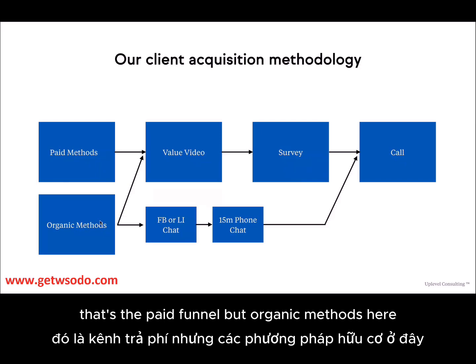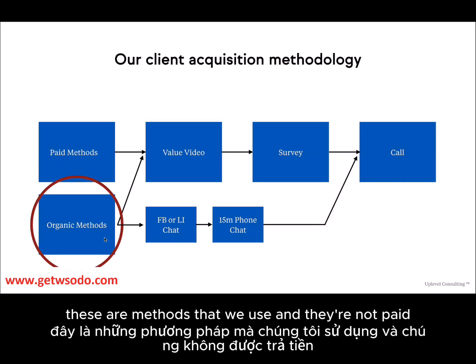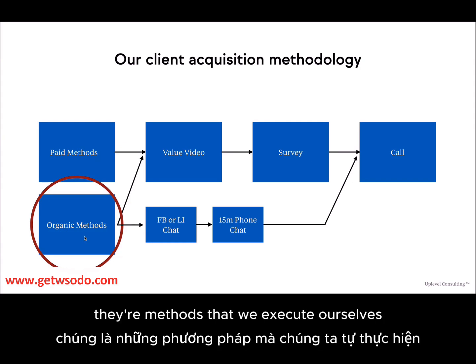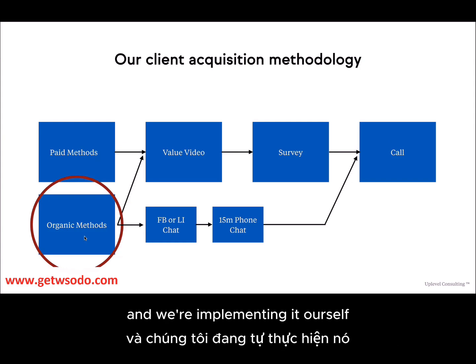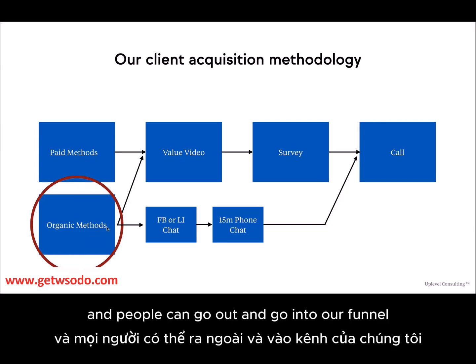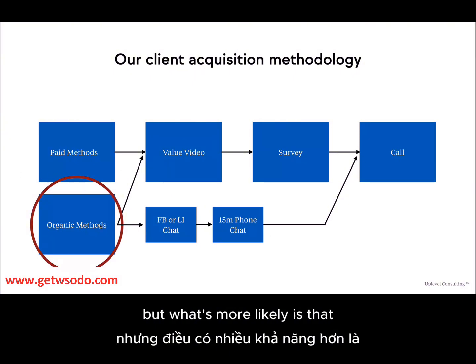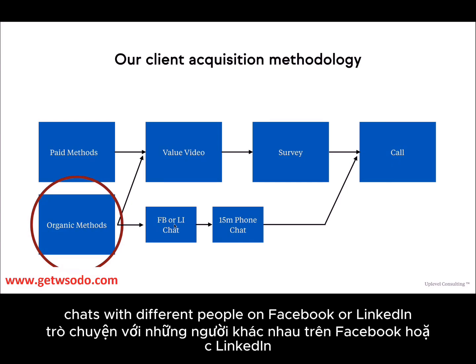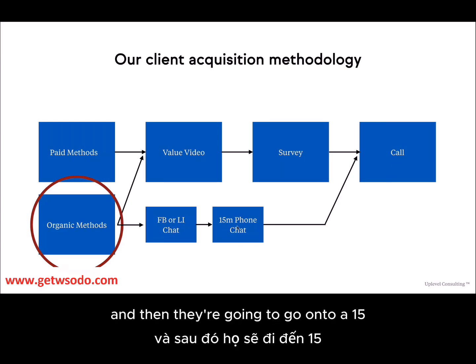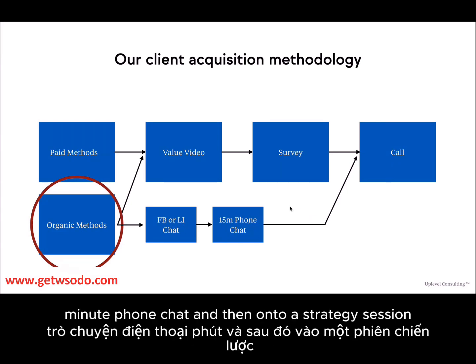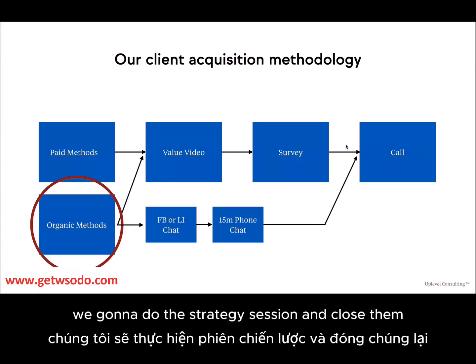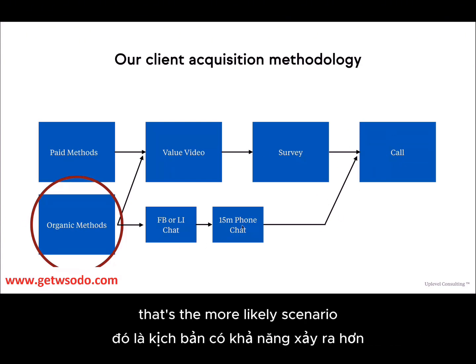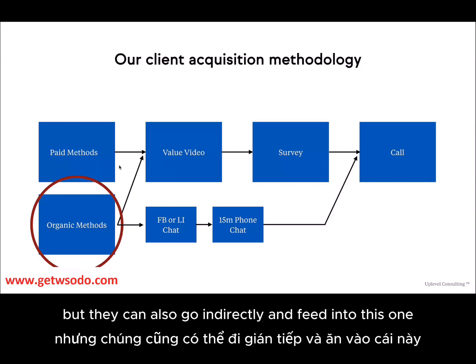But organic methods are methods that we use that are not paid. They're methods that we execute ourselves. It's like manual labor, and we're implementing it ourselves. People can go into our funnel and then purchase that way. But what's more likely is that we're going to have individual chats with different people on Facebook or LinkedIn, and then they're going to go into a 15-minute phone chat, and then onto a strategy session, and then we do the strategy session and close them. That's the more likely scenario, but they can also go indirectly and feed into this one too.